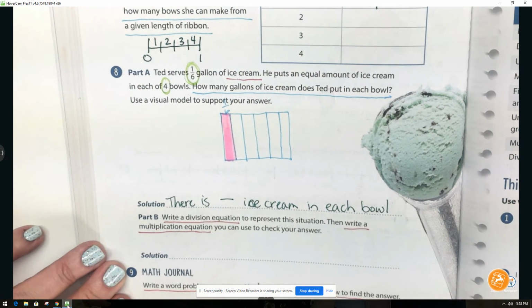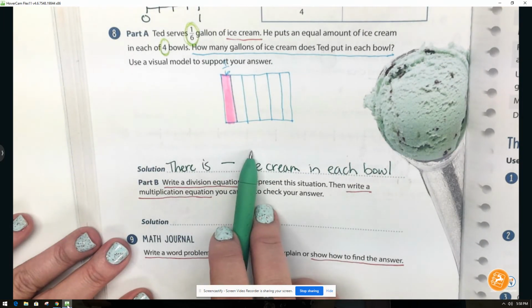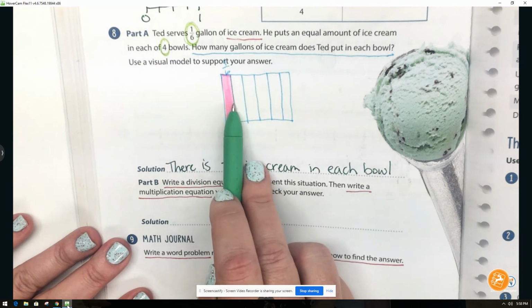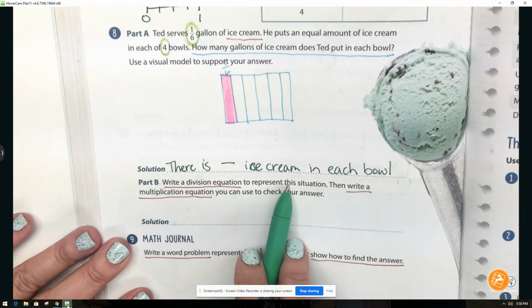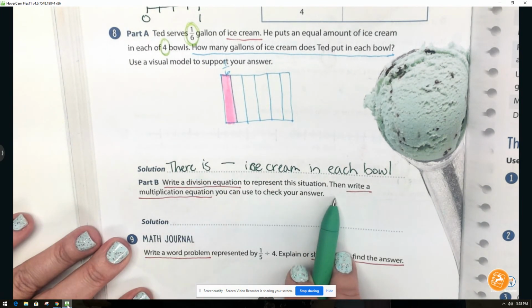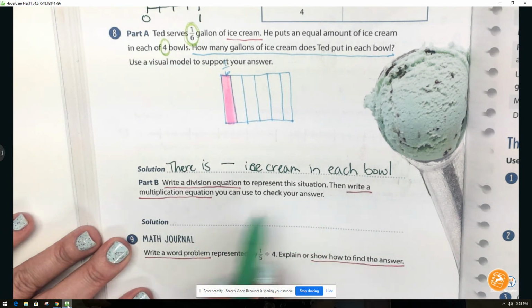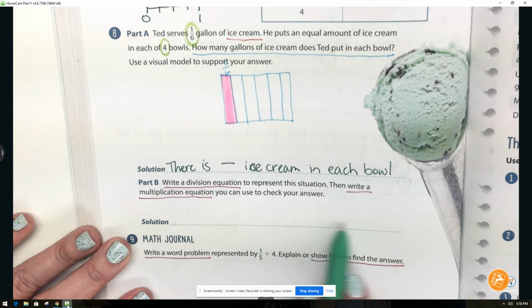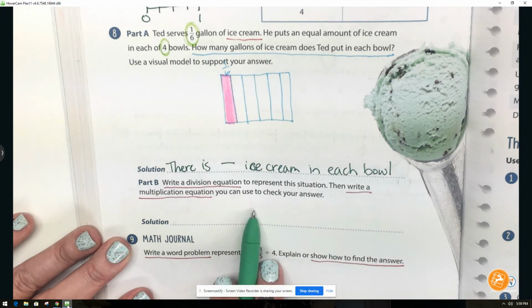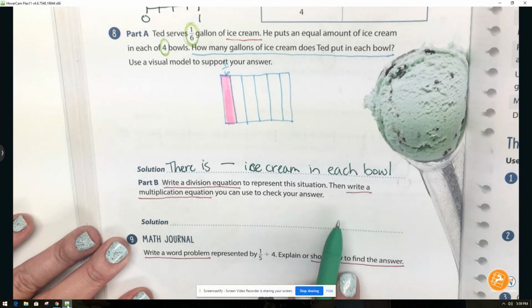Then I want you to write a division equation that tells you how you solve this. So you had your 1/6 of an ice cream and you divided it into 4 bowls. So you're going to write a division equation that shows this picture. Then you're going to write a multiplication equation to check your answer. Remember, once you know your division equation, you have your whole, your part, and your part. Remember to write the multiplication sentence. You multiply your part times your part to get your whole. So it'll be part times part equals whole.